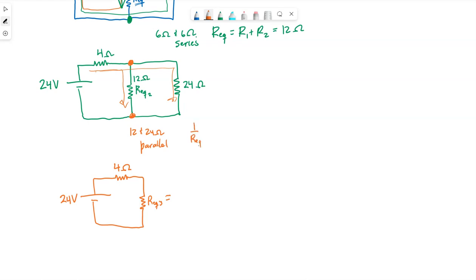In parallel, we have the inverse relationship. So 1 over 12 plus 1 over 24. See, 24, 2, 3 over 24. But then we have to flip it. So R equivalent 3 will be 24 over 3. So 8 ohms.